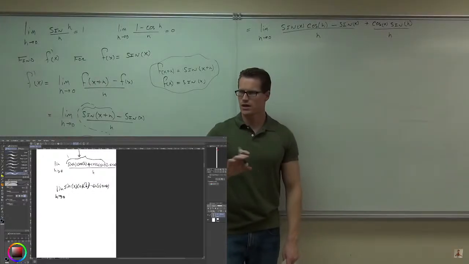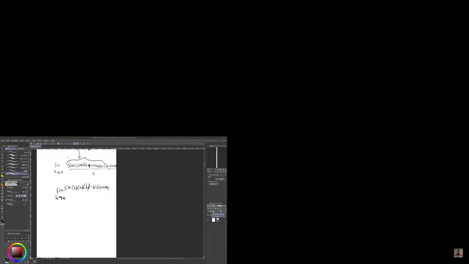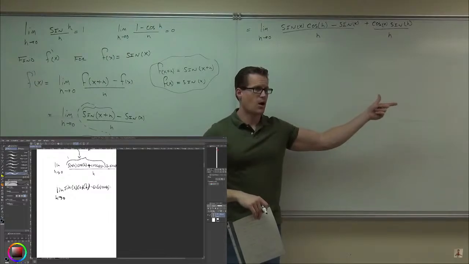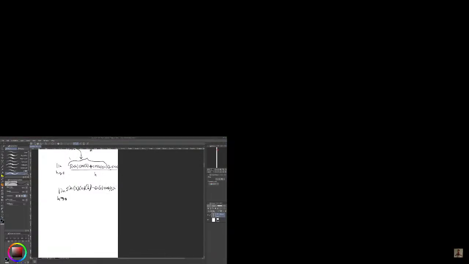And you might see why already. Do you see why already? Do you see a sine h over h right now? Anywhere? On the right-hand side, there's a sine h over h. We're going to be able to use that. On the left-hand side, we see a sine x and a sine x. We're going to be able to factor that out. So we're going to factor the sine x out here.